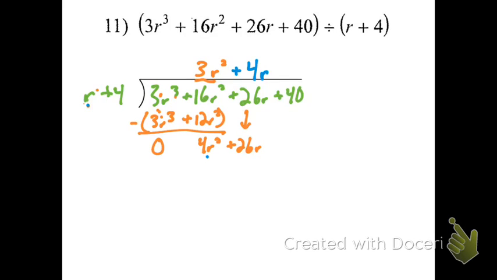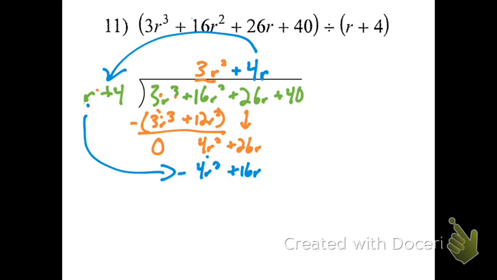So 4r times r is 4r squared. Once again, I'm taking this, multiplying it by that. And that's going right here. 4r times 4 is going to be plus 16r. And yes, ladies and gentlemen, we have to subtract again. So we get a 0 right there. 26r minus 16r is going to be 10r. Then we drop down the positive 40.